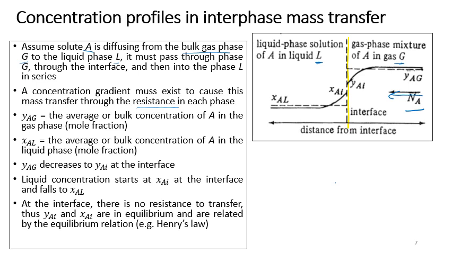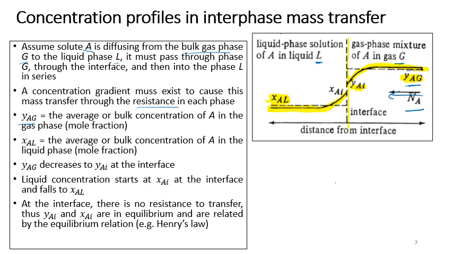So let's put yAG as the average or bulk concentration of A in the gas phase, and xAL as the bulk concentration of A in the liquid phase. Everything here we are talking about in terms of mole fraction. So yAG, as it transfers from the bulk phase to the interface, will decrease to yAI, and then the liquid concentration starts at xAI and then decreases to xAL.